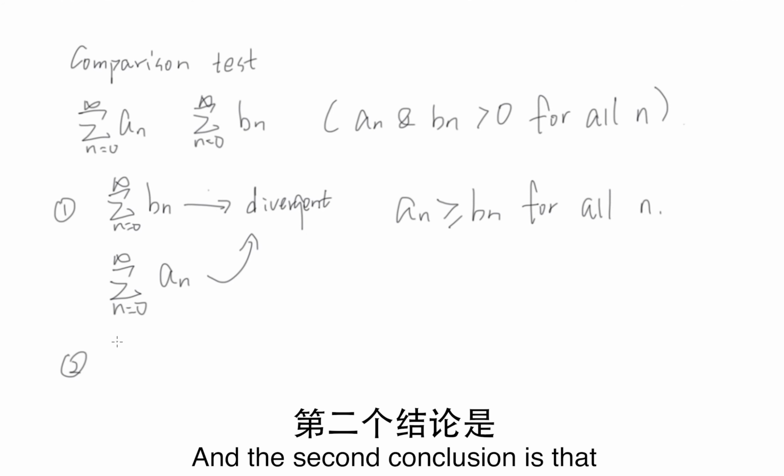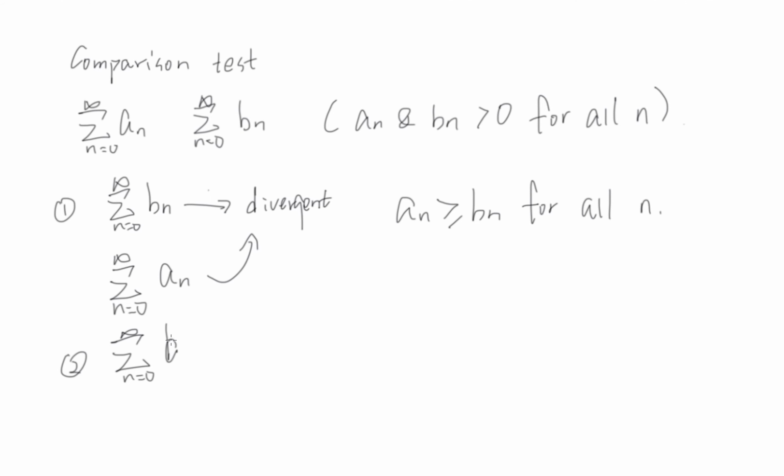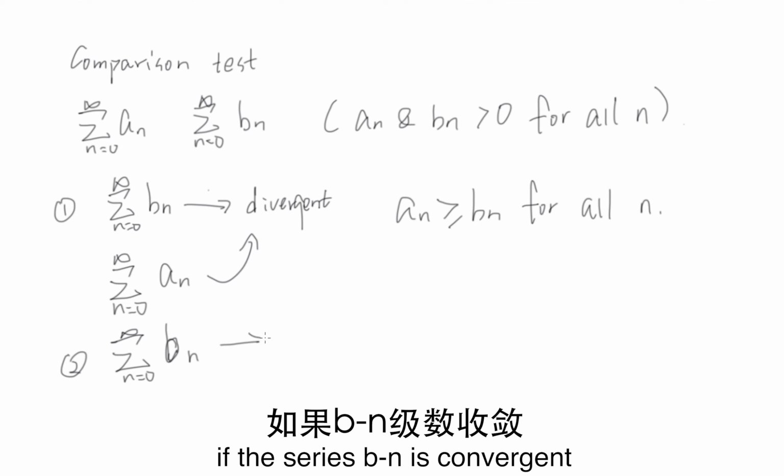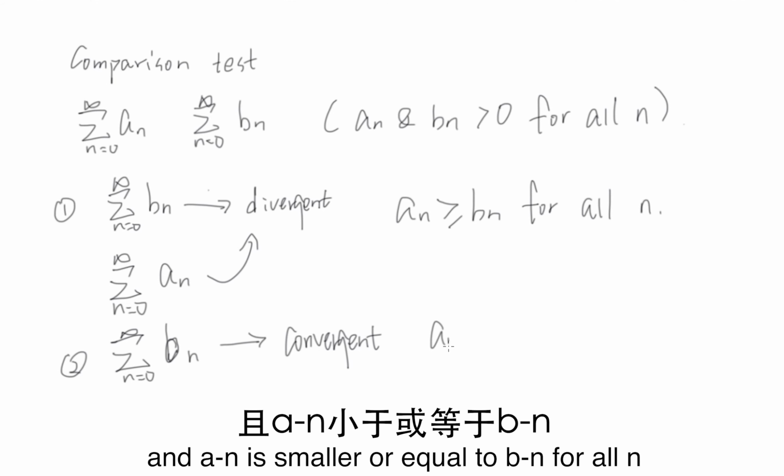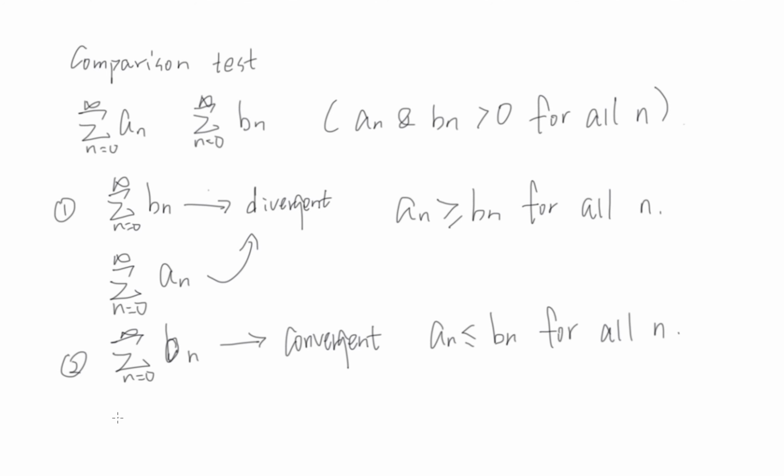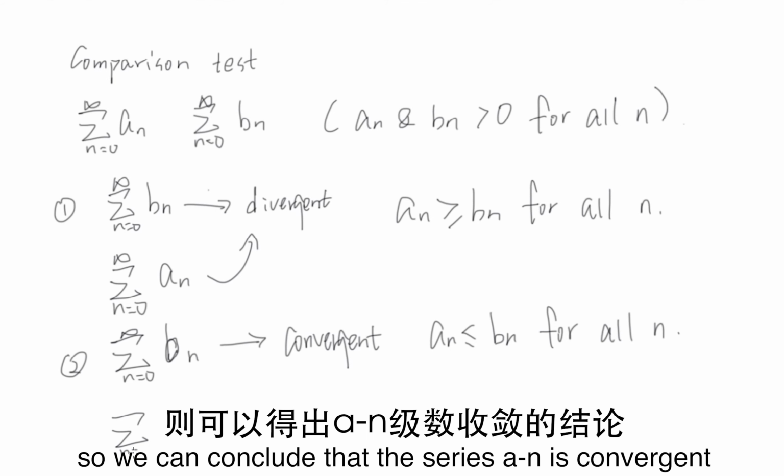And the second conclusion is that if the series bn is convergent and an is smaller or equal to bn for all n, we can conclude that the series an is convergent.